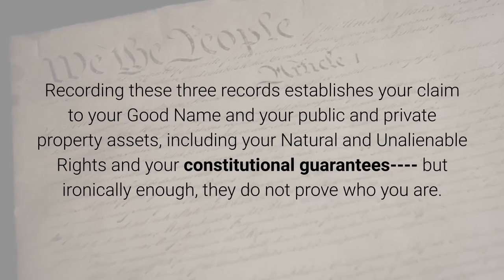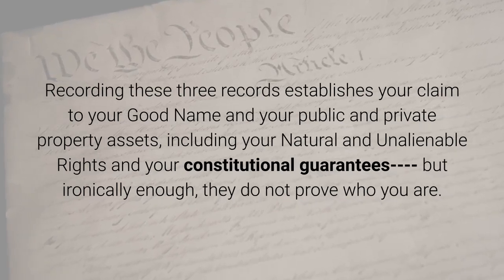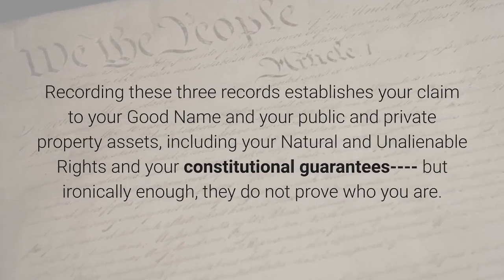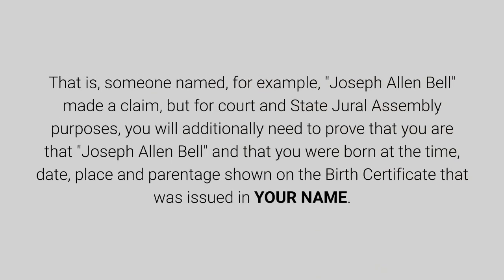Recording these 3 records establishes your claim to your good name and your public and private property assets, including your natural and unalienable rights and your constitutional guarantees, but ironically enough, they do not prove who you are. That is, someone named, for example, Joseph Allen Bell, made a claim, but for court and state jural assembly purposes, you will additionally need to prove that you are that Joseph Allen Bell and that you were born at the time, date, place and parentage shown on the birth certificate that was issued in your name.